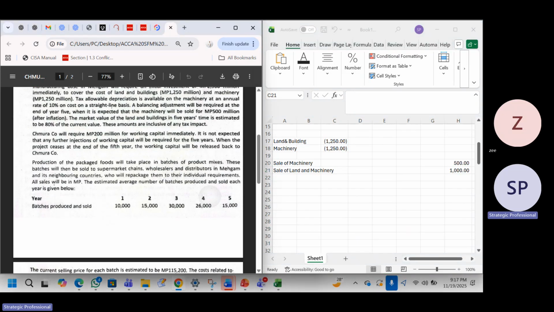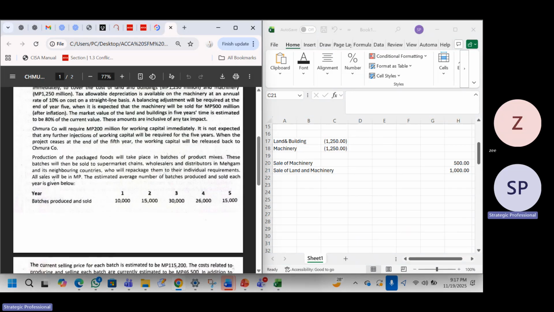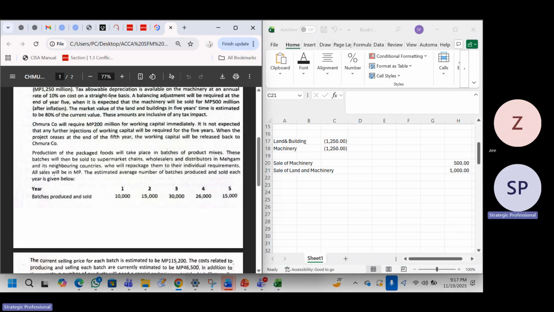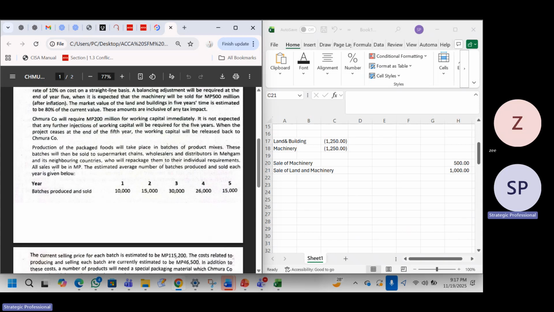So they now told us that Chumraco will require 2 million for working capital immediately, and it is not expected that any further injection of working capital will be required for the 5 years, right? When the project ceases at the end of the 5th year, the working capital will be released back to Jumra.